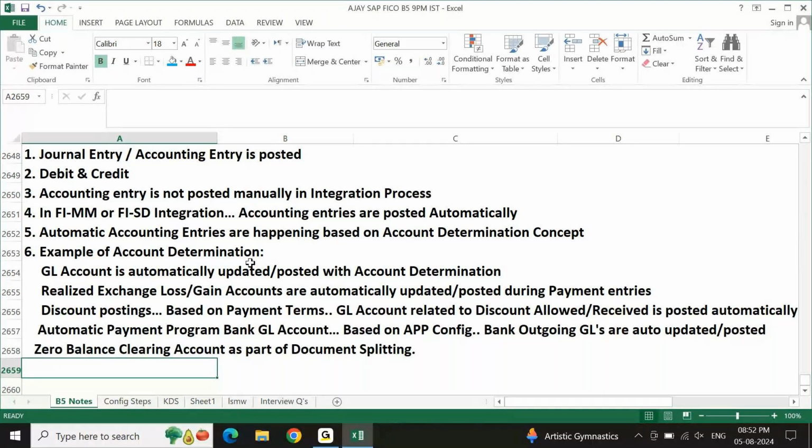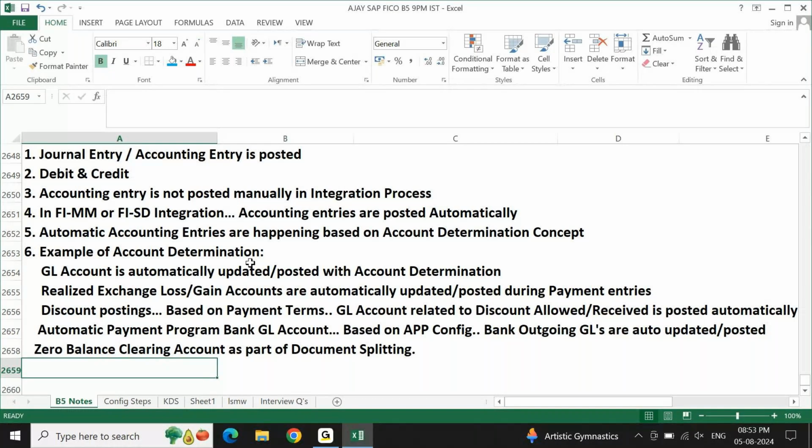Whenever your entries are being posted, the GL account is automatically picked up from your account determination configuration, based on the process, based on the transaction, based on the scenario. Once you understand these points, FIMM integration and FIST integration are very simple. Fundamentally, you need to understand how the system is determining it.